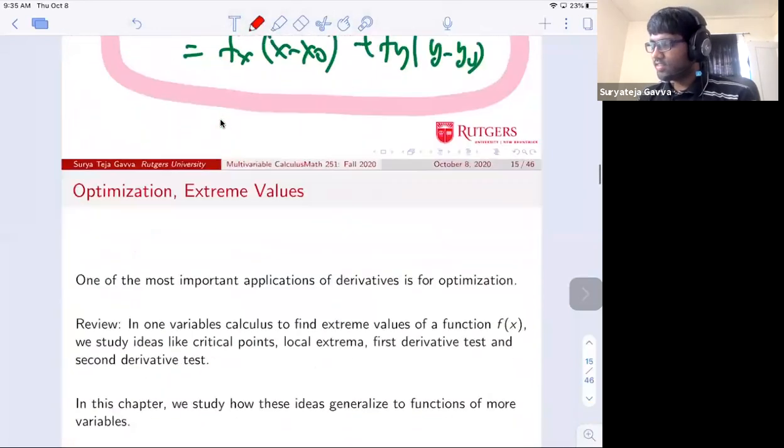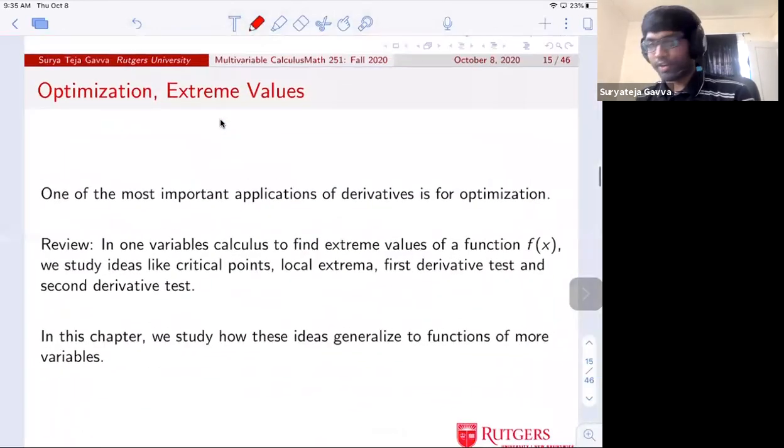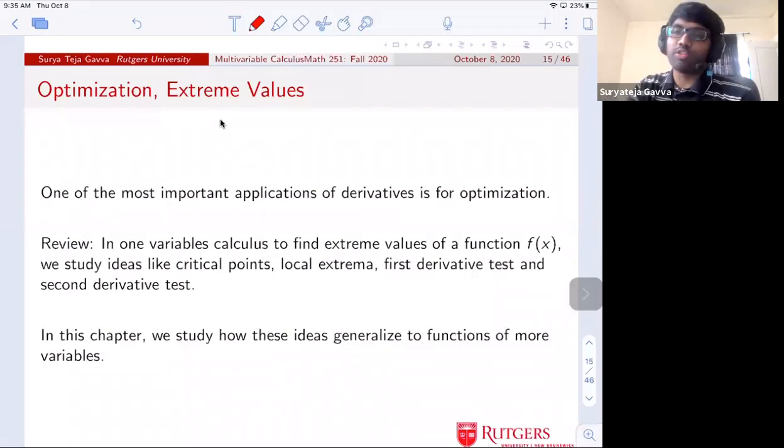Now let's move on to one more important topic. This is one of the most important topics for practical applications in real life. Why do we care about these derivatives? Why do we care about all these gradients? Why do we even want to do all of this stuff? Even in the most applied contexts, this is the reason we study derivatives.